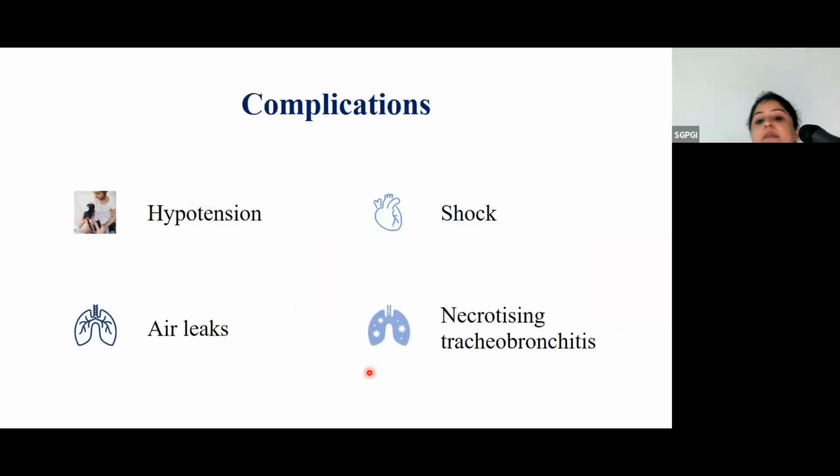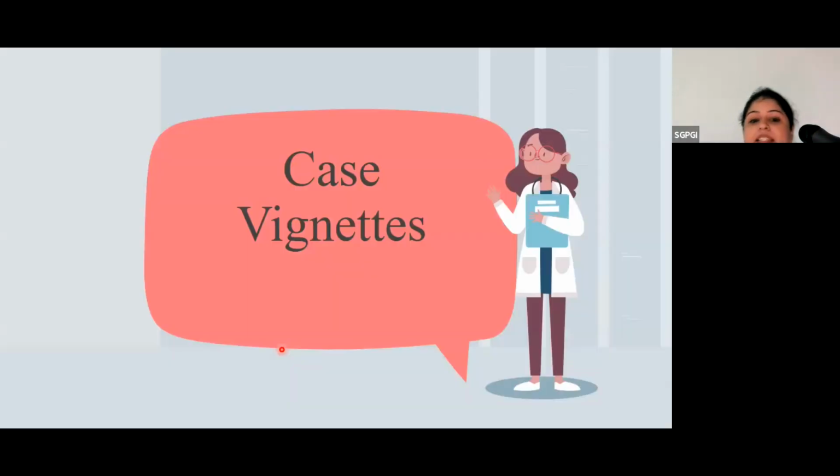The complications can be hypotension, shock, air leaks, or necrotizing tracheobronchitis. Now we'll discuss some case vignettes to understand the utility of this ventilation modality.